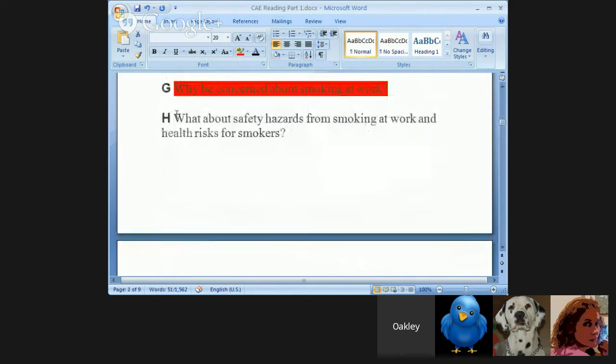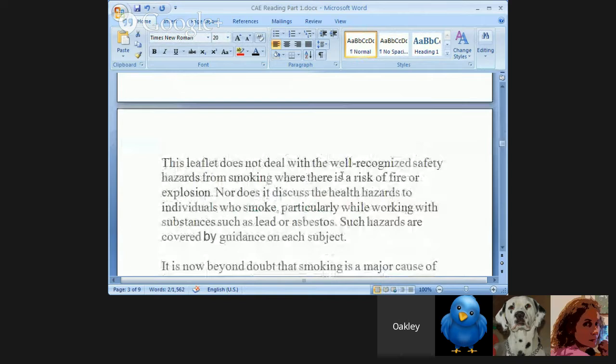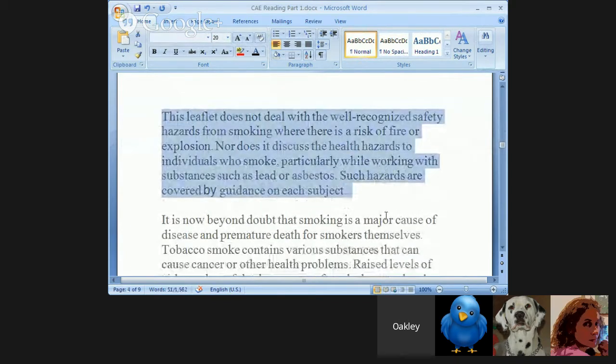Nothing wrong with going back and forth between your questions and your reading material. In fact, you're going to do that inevitably. Safety alarm from smoking at work and health risk for smokers. Okay. Yeah, what about it? I usually read where I see this word and try to figure out if it fits or not. Right. And the health hazard. And I'm sure the answer is H. Sure, you're right. The funny part about this is that the paragraph describes how we're not going to talk about this.